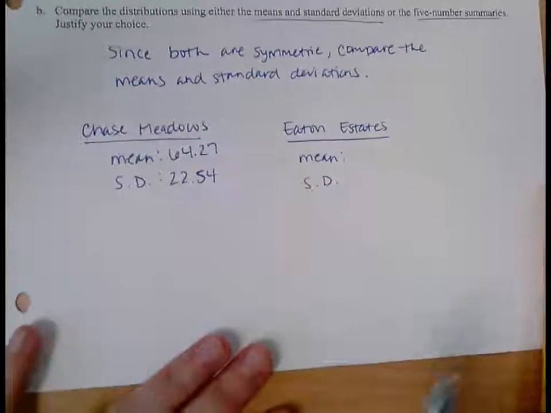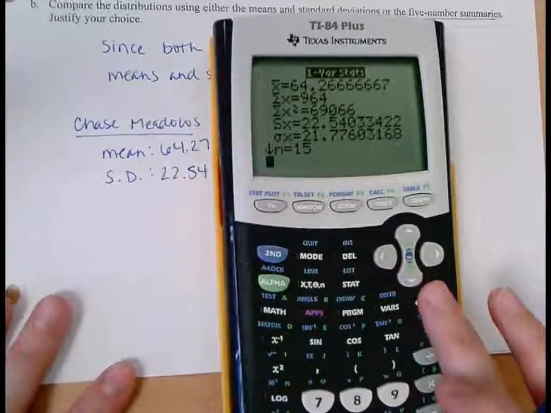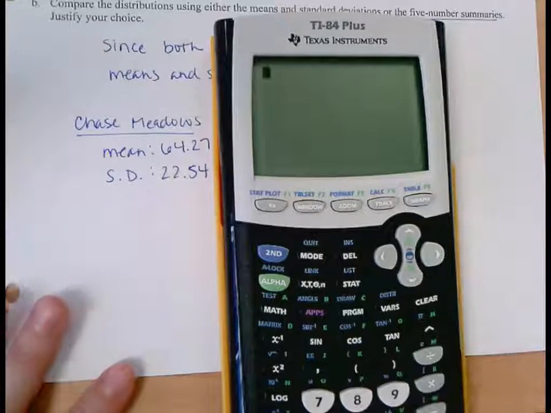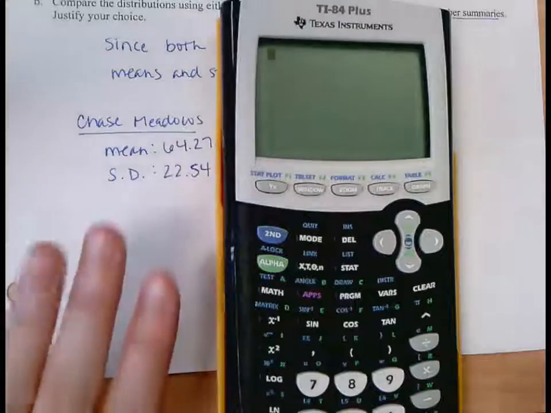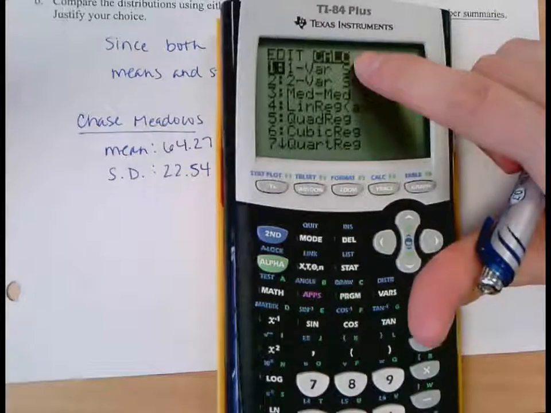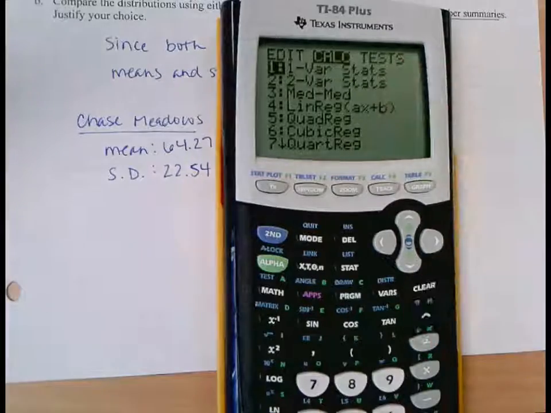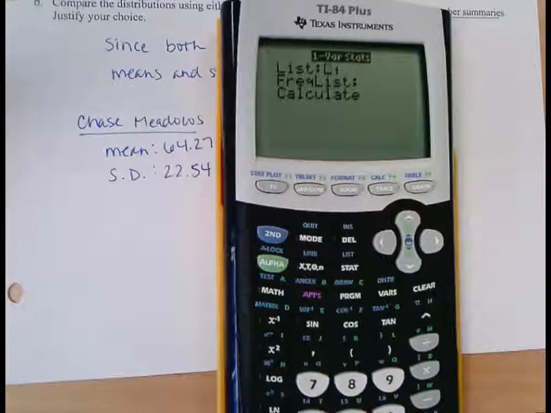All right, and then for the Eaton Estates, I'm just going to clear this here. And this is going to affect whatever calculator you have. You're going to have to type something in. So go to Stat again, arrow over to the Calculate menu, hit Option 1 again for the one variable stats. Where it says List, though, I now want to change this to L2.